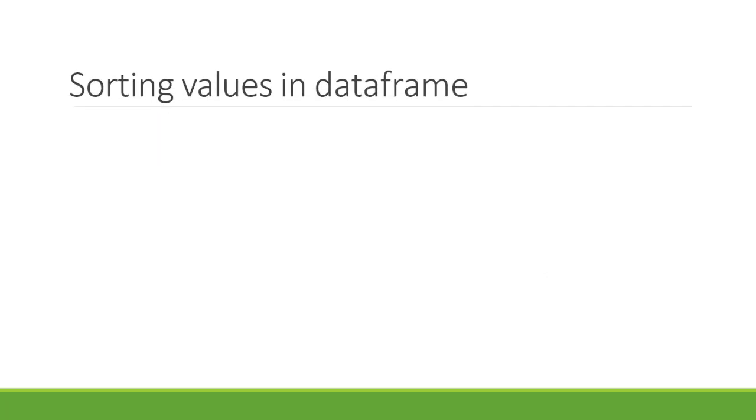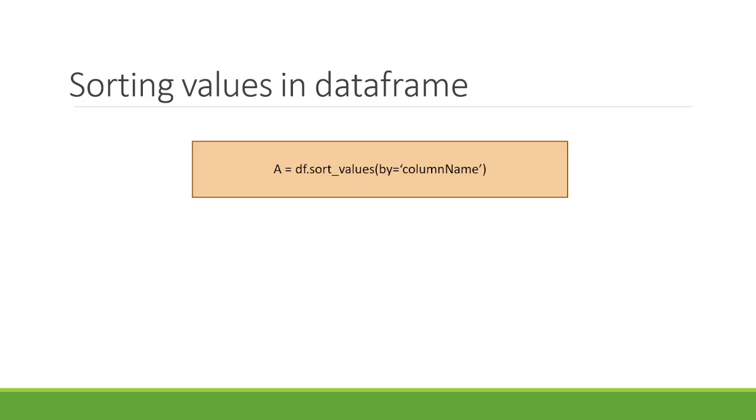Next, we have sorting values in a data frame. If you want to sort values, we have two types of sorting. First we have ascending order, second we have descending order. Ascending means increasing order, descending means decreasing order. So first, here we are going to use this sort underscore values.